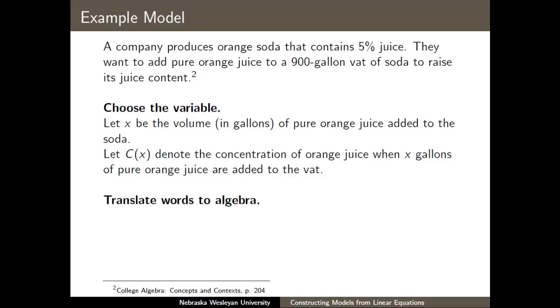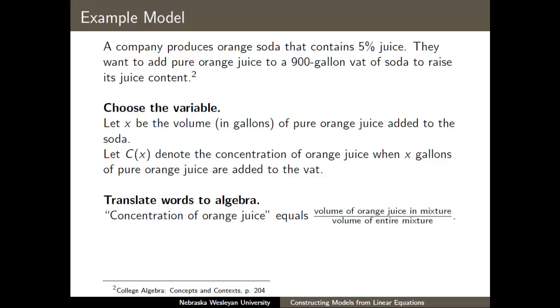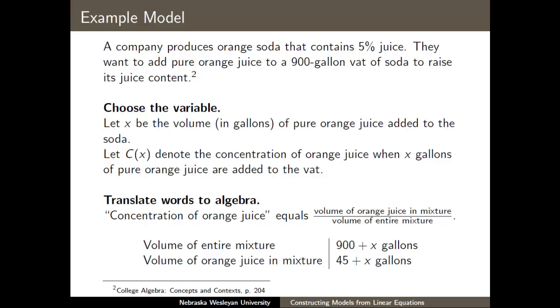So can we translate the words of this problem into algebra? Well, the thing that we're trying to compute is the concentration of orange juice. And this is equal to the volume of orange juice that's in the mixture divided by the volume of the entire mixture itself. So how can we express these two quantities? The volume of the entire mixture we could write as 900 plus x gallons. 900 gallons that we began with, and then x gallons of pure orange juice that we're adding to this mixture. The volume of orange juice that's in the mixture is 45 plus x gallons.